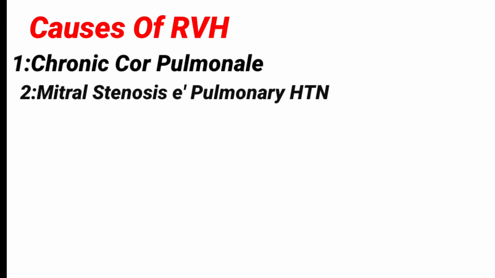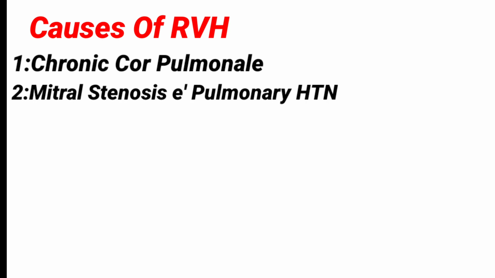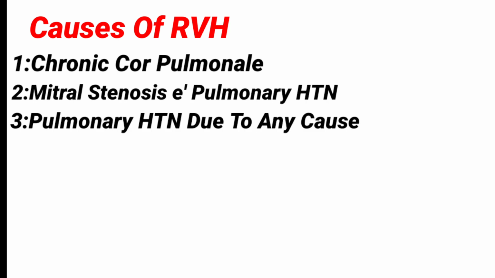The causes of right ventricular hypertrophy involve chronic cor pulmonale and mitral stenosis with pulmonary hypertension, which can be due to any cause. Whenever there is pulmonary hypertension, there is raised blood pressure in the arteries in the lungs, which we call pulmonary arteries. These arteries cause resistance to the workload of the right ventricle. So this is how the right ventricular workload increases, and this leads to right ventricular hypertrophy.